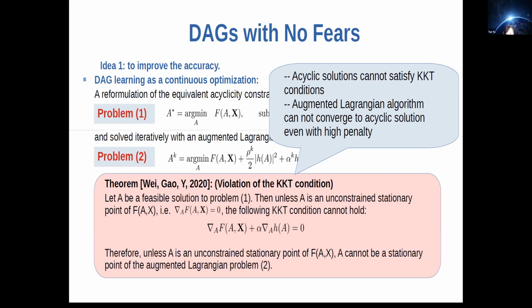So the KKT condition is no longer a necessary condition here. Because of that, the augmented Lagrangian algorithm cannot converge to the acyclic solution, even with a very, very high penalty. That's why we see this penalty, rho, increasing until 10 to the 16th, but still no convergence, because the KKT condition is violated in this problem. The acyclic solution doesn't satisfy the KKT, so it couldn't converge to an acyclic solution.